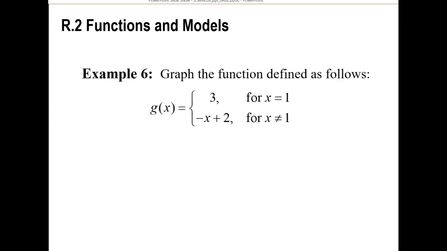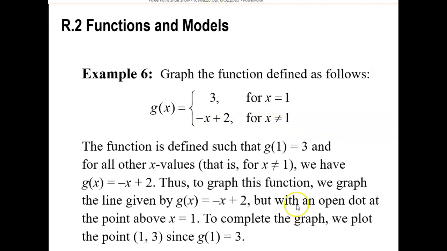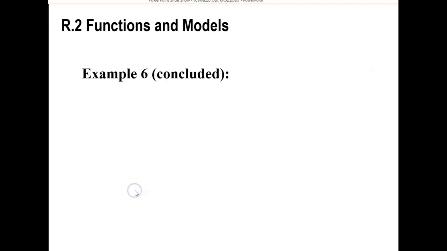All right, graph the function defined as follows. So here we are given what a piecewise definition of a function would look like, and we're asked to draw the graph. This function says g of x equals 3 if x is equal to the number 1. Otherwise, it's negative x plus 2 for any value of x not equal to 1. All right, so the function defines g of 1. So if x is 1, the y value is 3. All other values for x that are not 1, we're going to plug into this equation to find our ordered pairs.